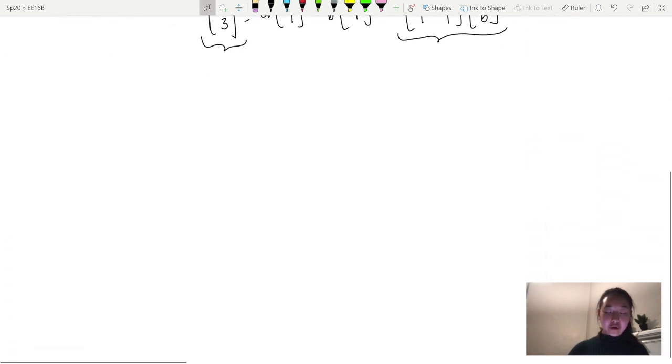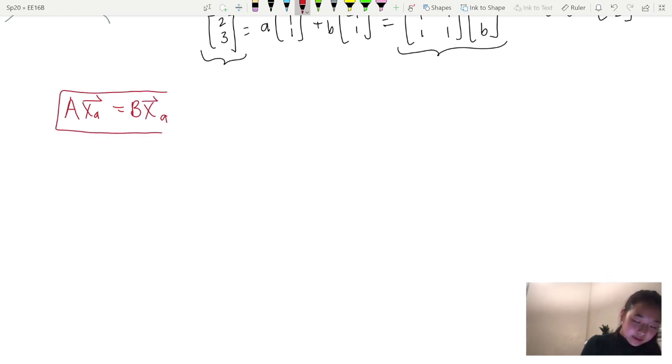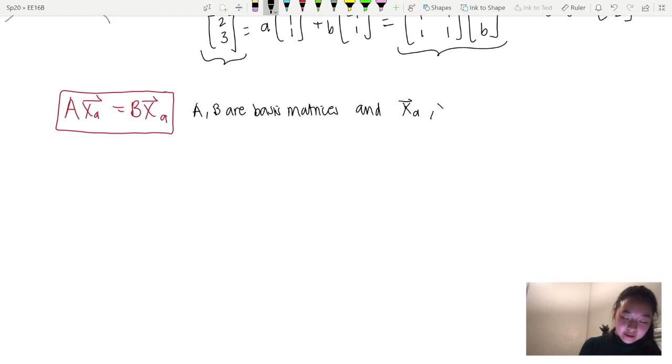Now let's see how you change it from one basis to another. So the kind of golden formula you always want to keep in mind is A X_A is going to be equal to X_B, let's say. And in these cases, A and B are basis matrices and X_A and X_B are the coordinates in the appropriate basis.